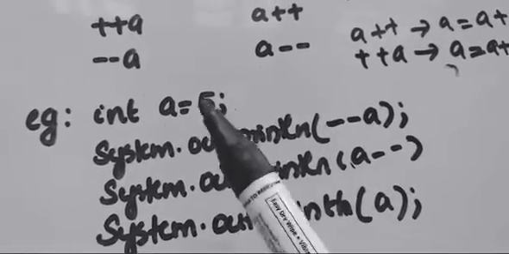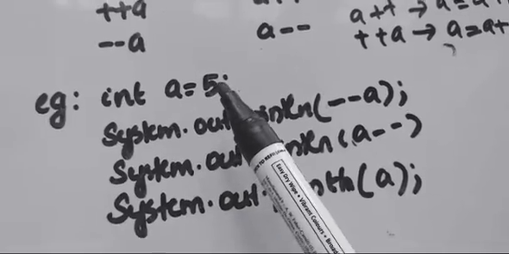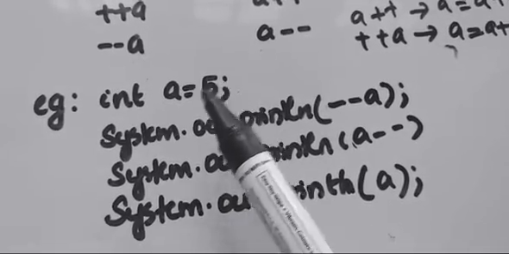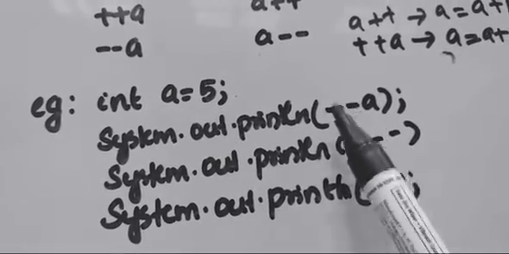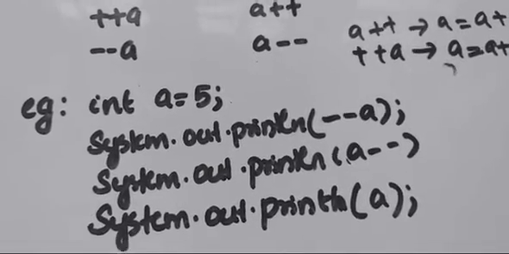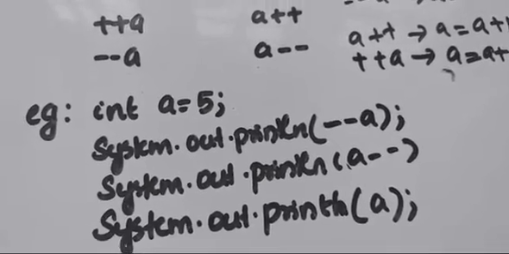So in this equation, just consider the value of a will be 5, int a equal 5. So what is the first thing? System.out.println of --a. So what type of operator is it? It is a decrement operator.